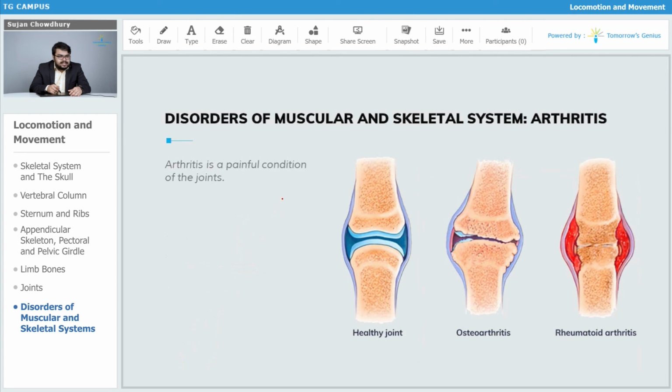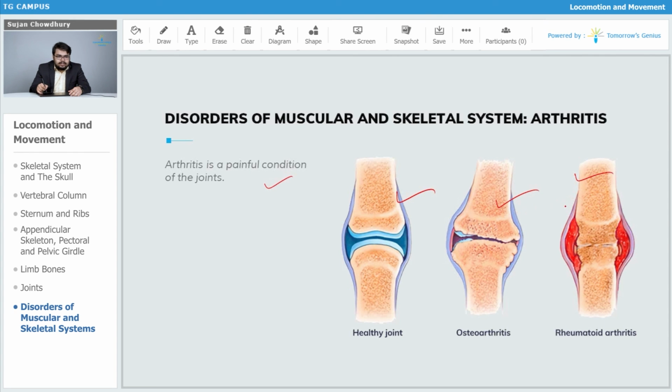Let's now go to the next disease, that is arthritis. It is a painful condition of the joints. So here we can observe two types of arthritis. This is a healthy joint, definitely a synovial joint. We can understand that by the image itself. In osteoarthritis, as you can see, the synovial fluid is reduced. The cartilages present at the junction of the bones get damaged to a great extent, and the bones are experiencing serious friction while moving.